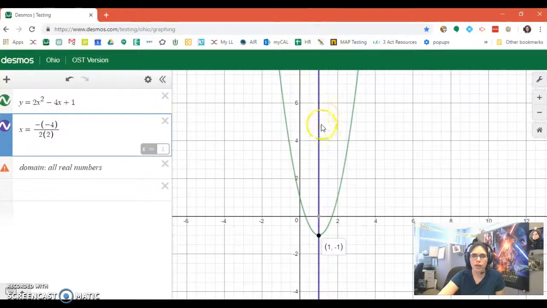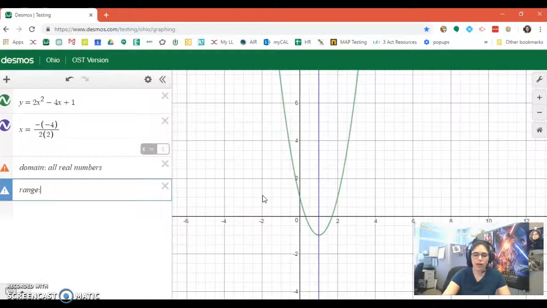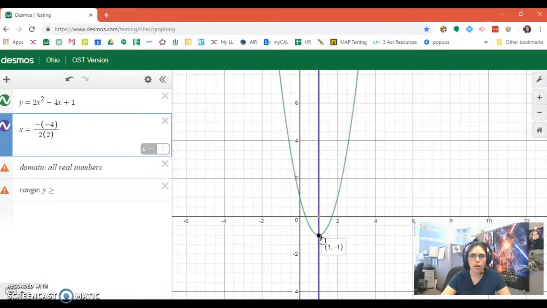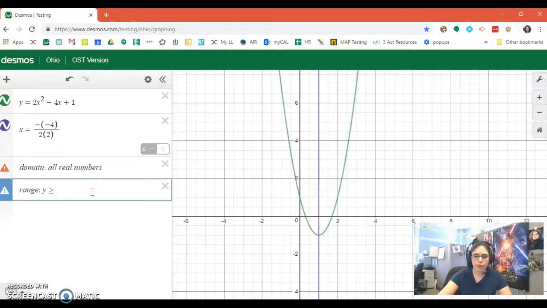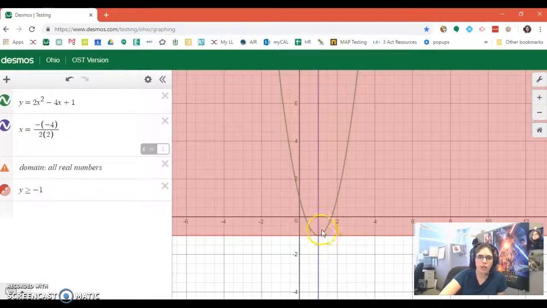So if the range has a minimum, then you're going to have y is greater than or equal to that minimum value. So our y value is -1. So for this one, our range is going to be greater than or equal to -1. And if I take out this, it'll shade it for me. So you can see that all of my y values show up in that shaded area.